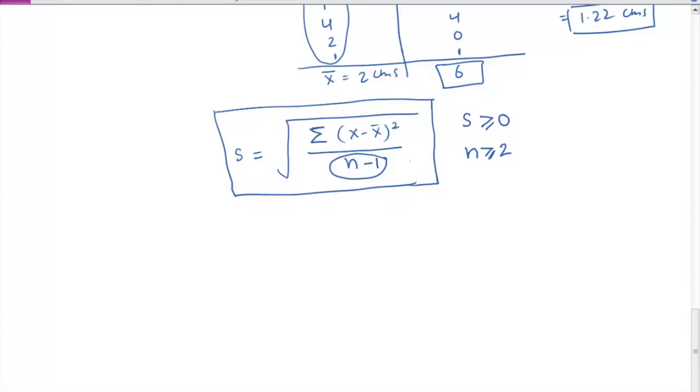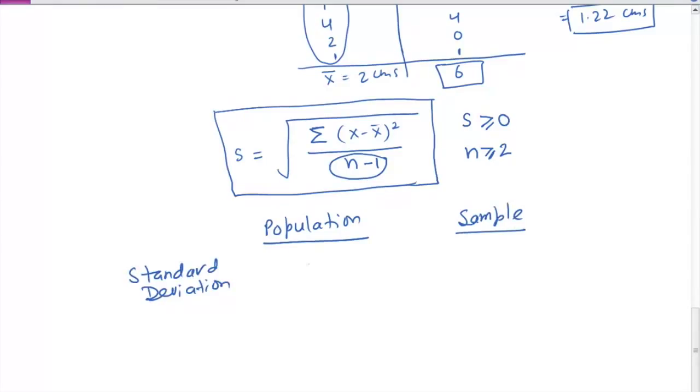So generally, if you have population and sample, standard deviation for the population is represented by a Greek alphabet sigma, and for sample small s. Now there is another term called variance. Variance is square of standard deviation, so sigma square, for sample it is s square. If you have variance, to get standard deviation, you simply take square root.